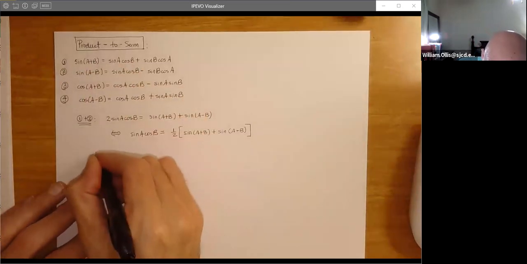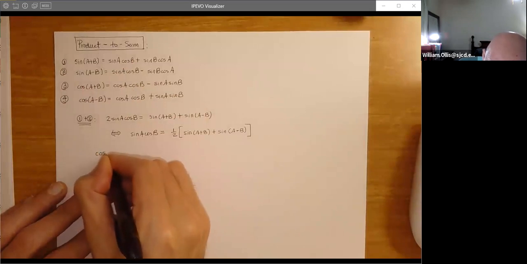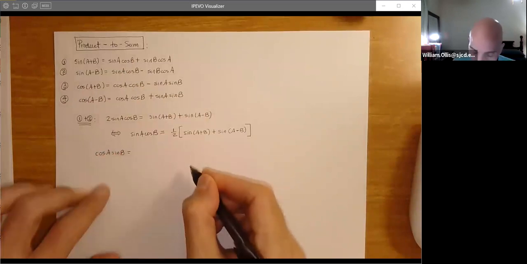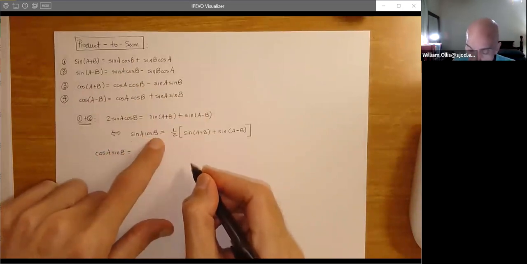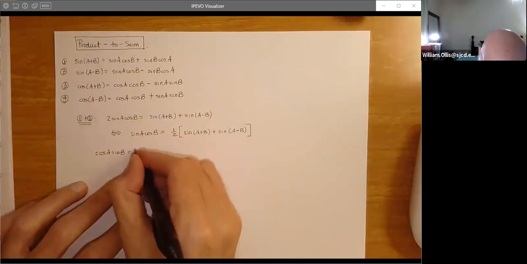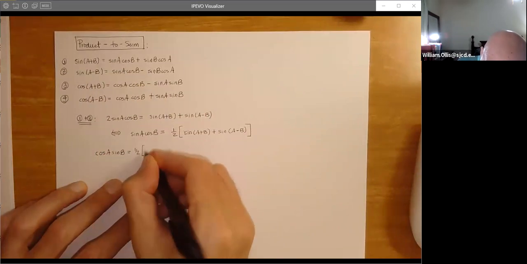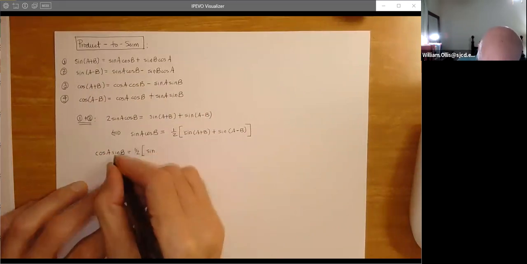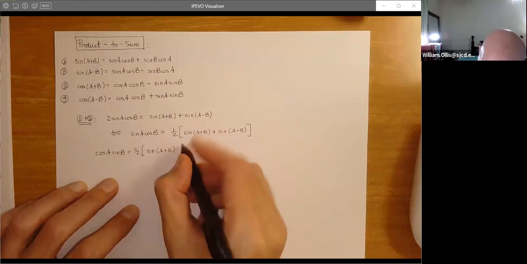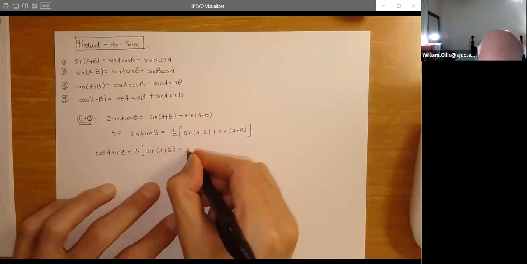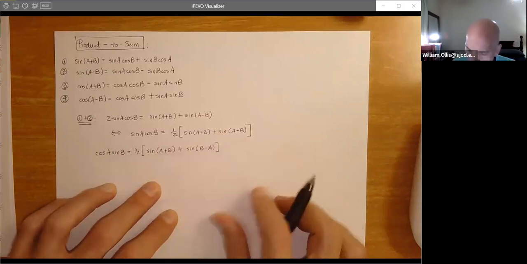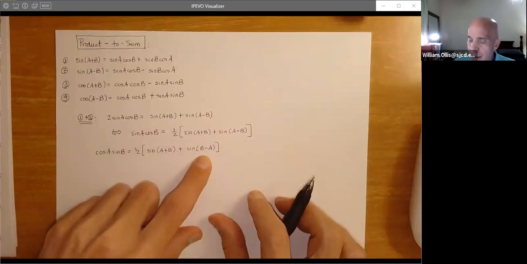So now we could say cosine A sine B. What's that going to be? Just replace A with B and B with A. Just be cheap here. We don't care. So we have 1/2 sine, A plus B, B plus A, no difference. That's still A plus B. Plus, and now we're going to have sine of B minus A. Okay. Now we don't want our formula to look like that. So we're going to factor a negative.